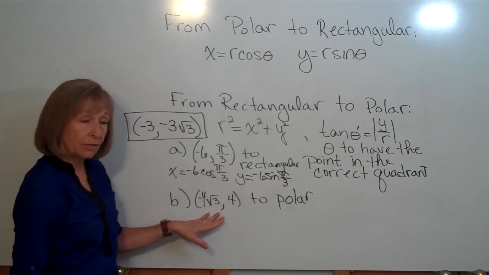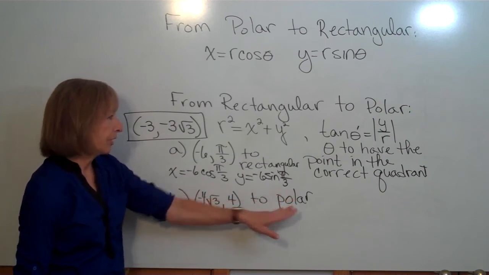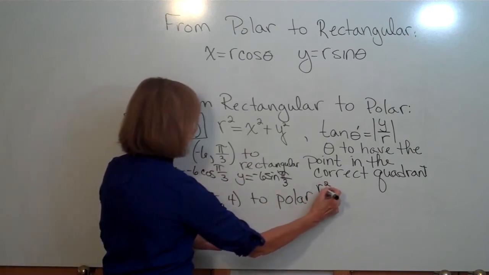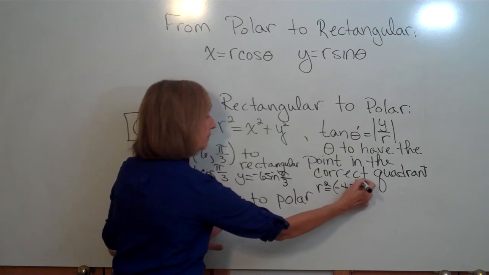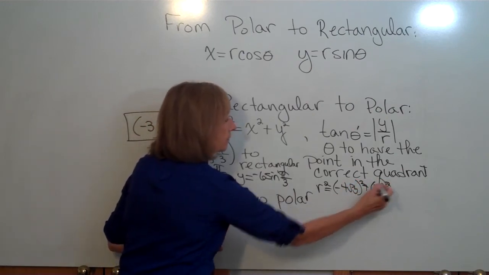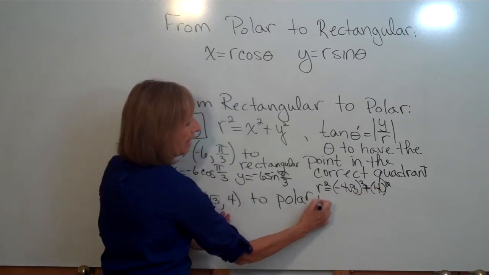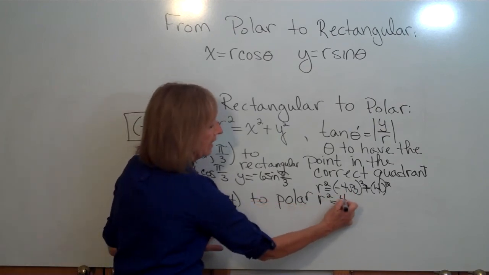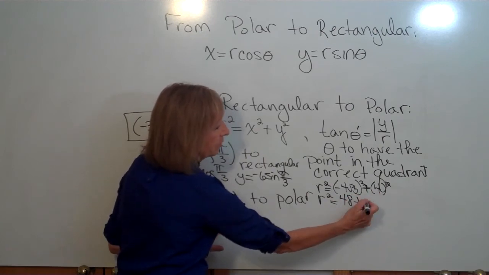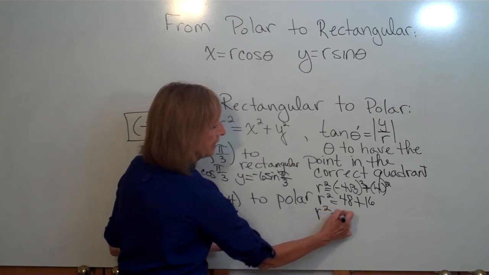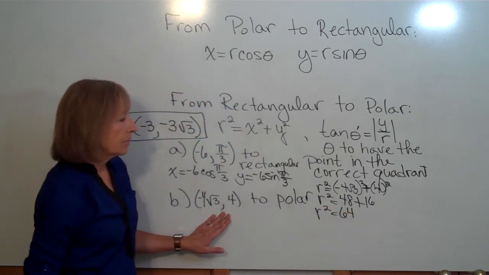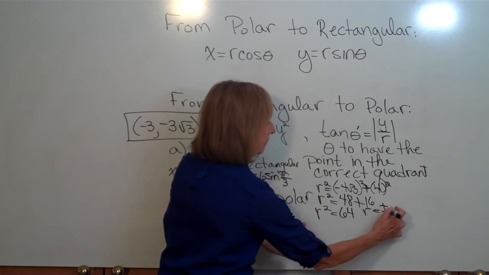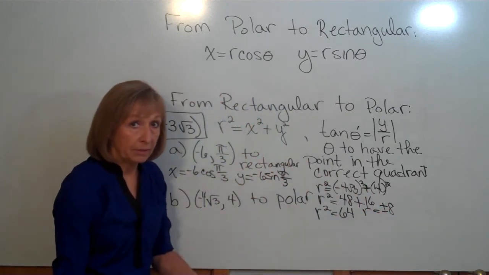Next, let's take this rectangular coordinate pair and change it to polar. First, we have that r squared is x squared plus y squared. So r squared is negative 4 square root of 3, squared, plus 4 squared. Negative 4 squared is 16, times 3 is 48, plus 4 squared is plus 16. So I get r squared is equal to 64. So then our r is either plus or minus 8, depending on what angle we use with it.